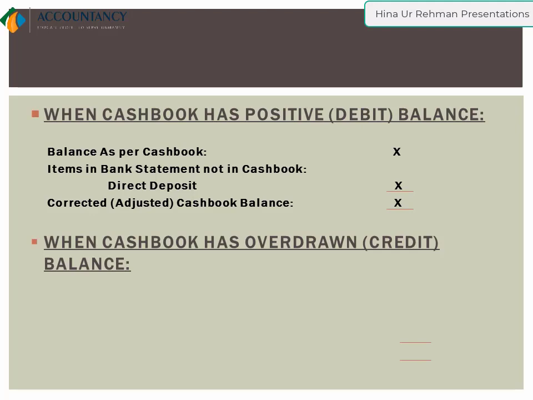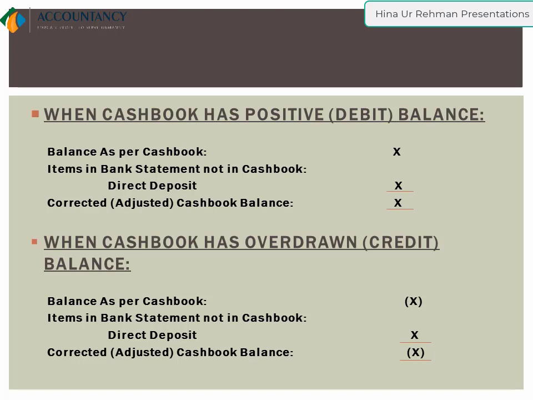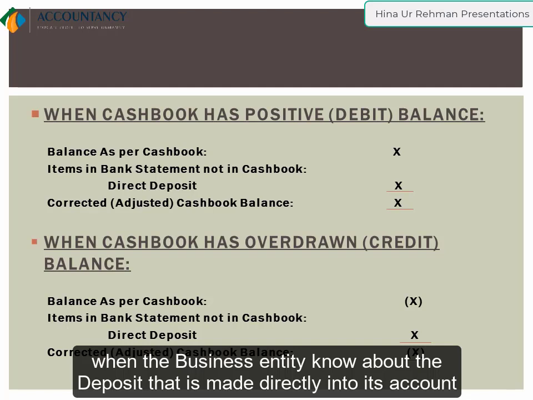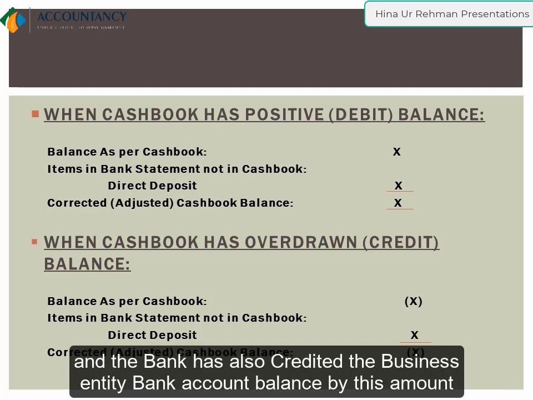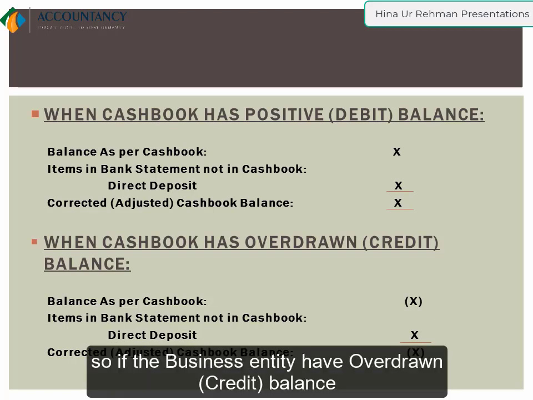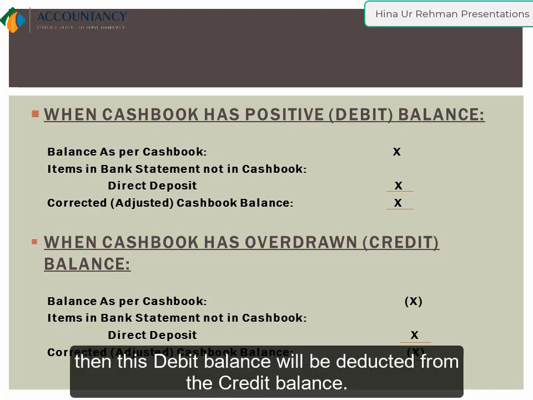When cash book has overdrawn credit balance. After receiving the bank statement, when the business entity knows about the deposit that is made directly into its account and the bank has also credited the business entity bank account balance by this amount, the business entity will now debit its cash book bank account by the amount of deposit. So if the business entity has overdrawn credit balance, then this debit balance will be deducted from the credit balance.